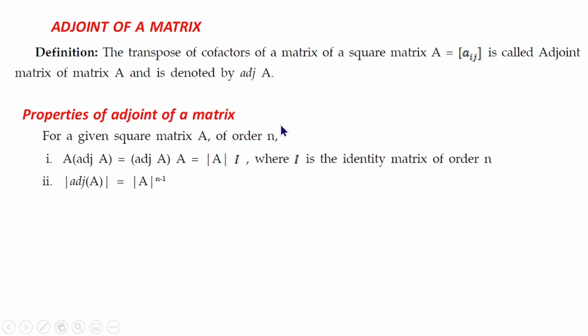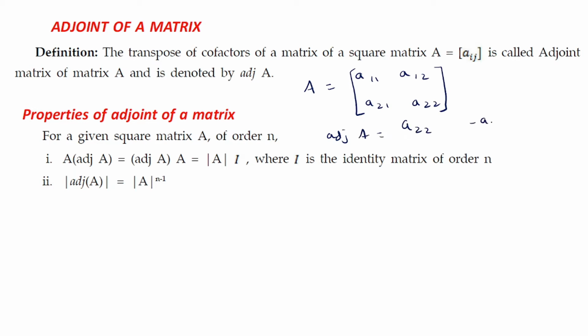If we have a matrix of order 2, say for example, if A is equal to A11, A12, A21, A22, then we can find the adjoint of this 2 by 2 matrix A by interchanging the diagonal elements and changing the sign of the other elements. So this is how the adjoint of a 2 by 2 matrix can be calculated. The same rule is applied here, but we can simply interchange the diagonal elements and change the sign of the other elements to get the adjoint of a 2 by 2 matrix.